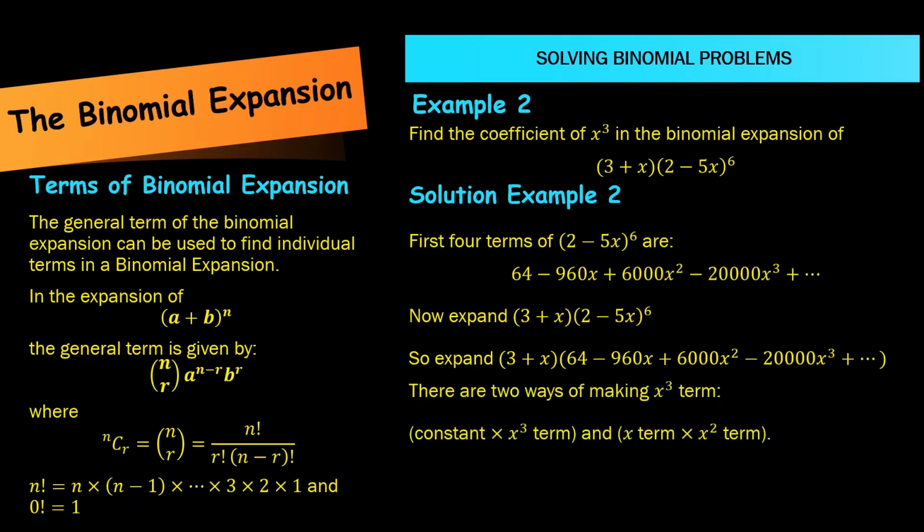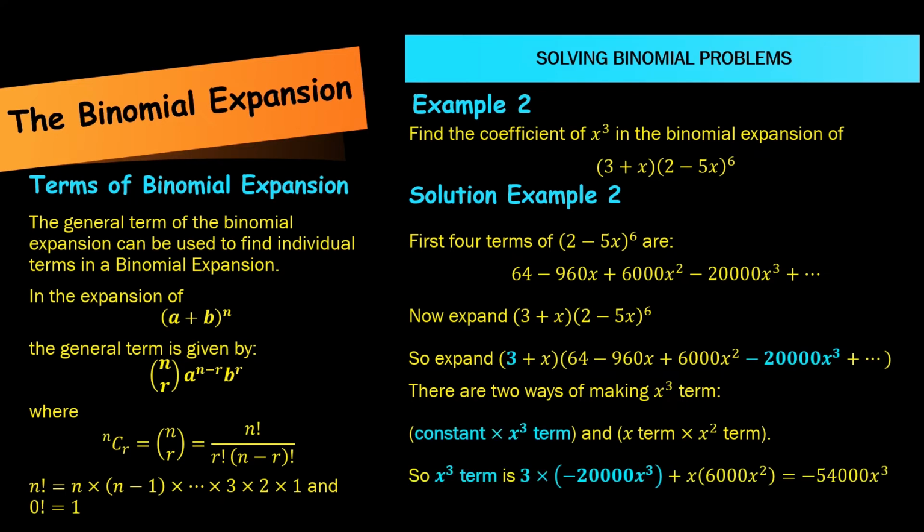There are 2 ways of making the x cubed term in this expression. Either we multiply the constant by the x cubed term, or we multiply the x term in (3 + x) by the x squared term in the expansion. The constant times the x cubed term is 3 times minus 20,000 x cubed, and the x term times the x squared term is x times 6,000 x squared.